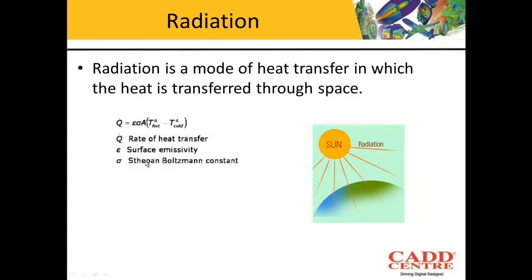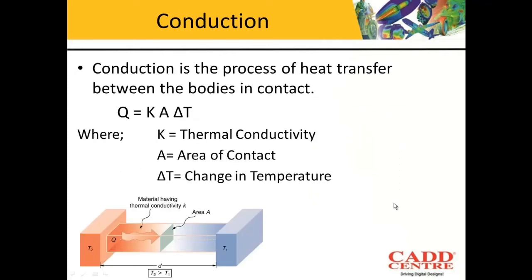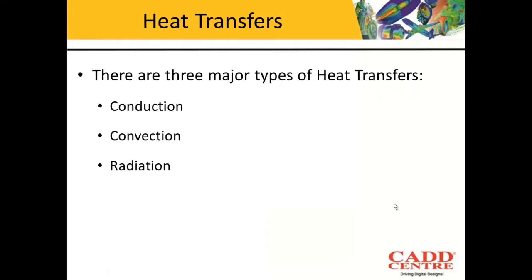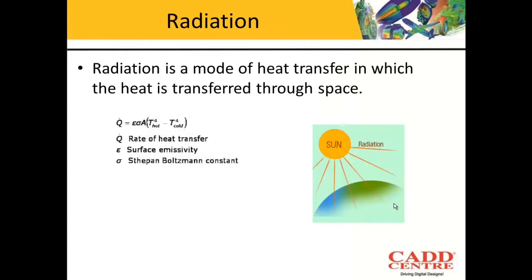But if it is not a black body, it is a gray body, then in that case emissivity will be something lesser than 1. So if you're talking about radiation on a perfectly black body, emissivity becomes 1. So the formula becomes sigma, the Stefan-Boltzmann constant, area, and T to the 4, that is a temperature difference. So these are the different types of heat transfer that we need to know before we start with thermal analysis. The three types of heat transfer are conduction, convection, and radiation.